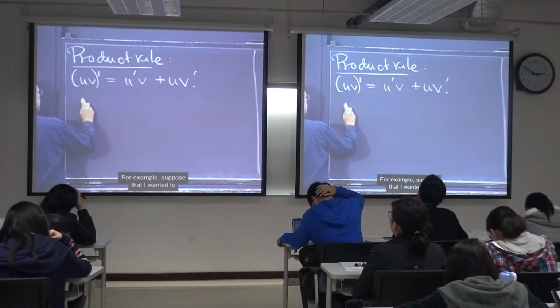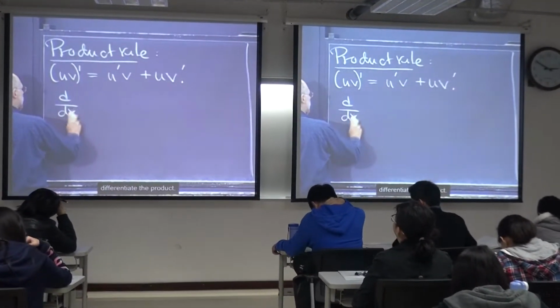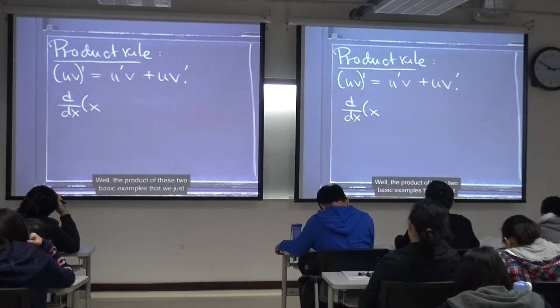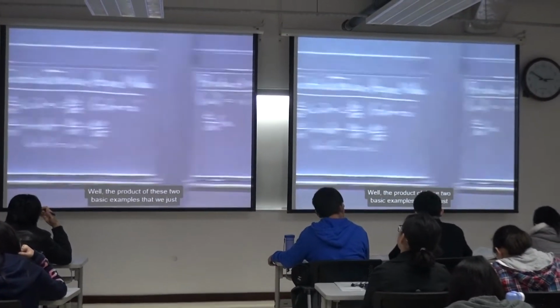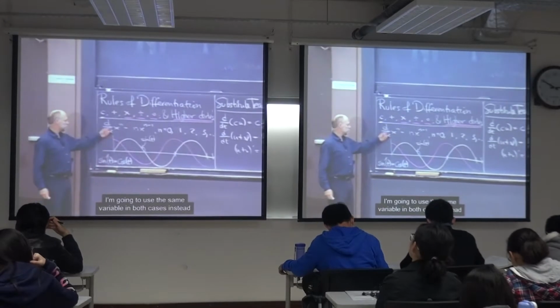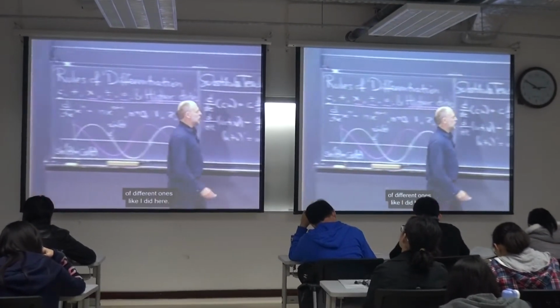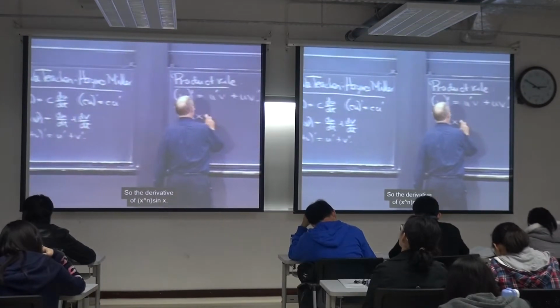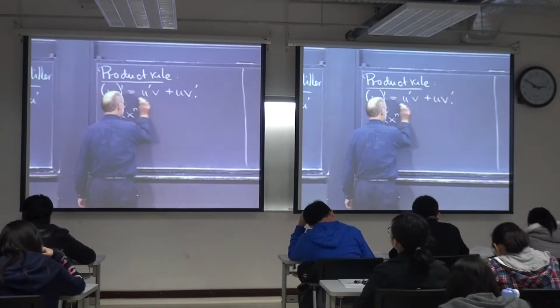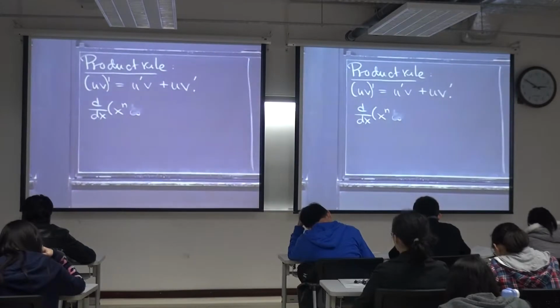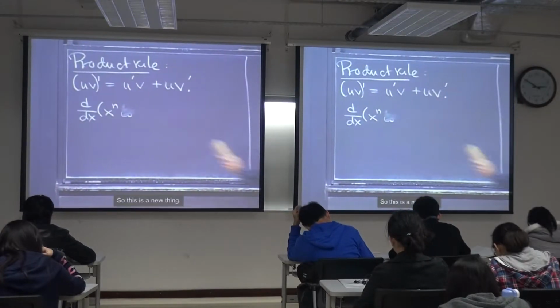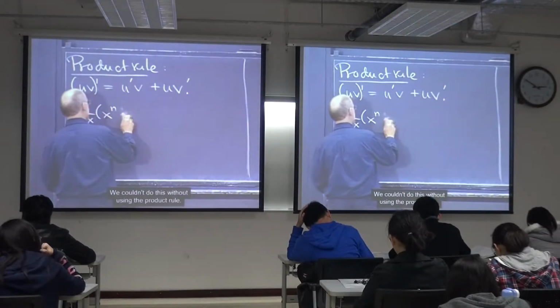For example, suppose that I wanted to differentiate the product of these two basic examples that we just talked about. I'm going to use the same variable in both cases instead of different ones like I did here. So the derivative of x to the n times sine of x. So this is a new thing. We'll do this without using the product rule.